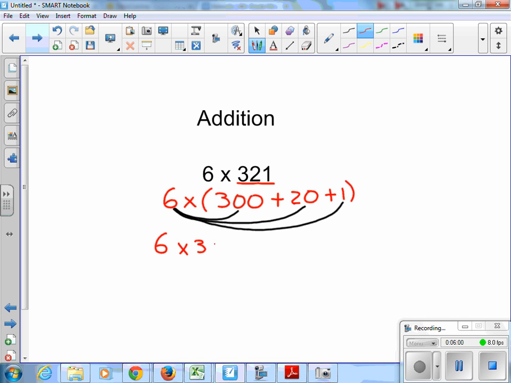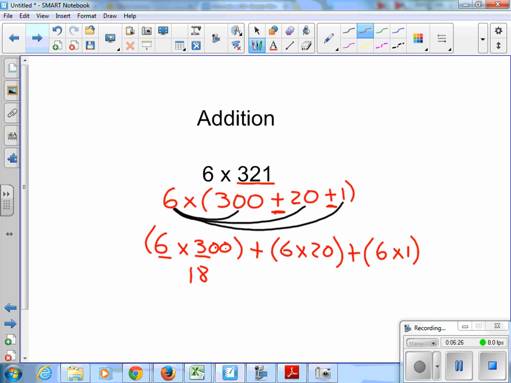So it looks like this. 6 times 300 in parentheses plus 6 times 20 plus 6 times 1. And then in the next line, we're going to solve each parenthesis individually. 6 times 300, basic facts, 6 times 3 is 18, and add 2 zeros, so that's 1,800, plus 6 times 20, 6 times 2 is 12, and add 1 zero, that's 120, plus 6 times 1 is 6.